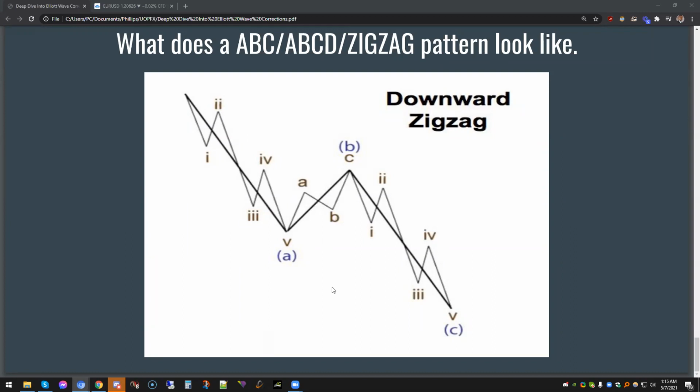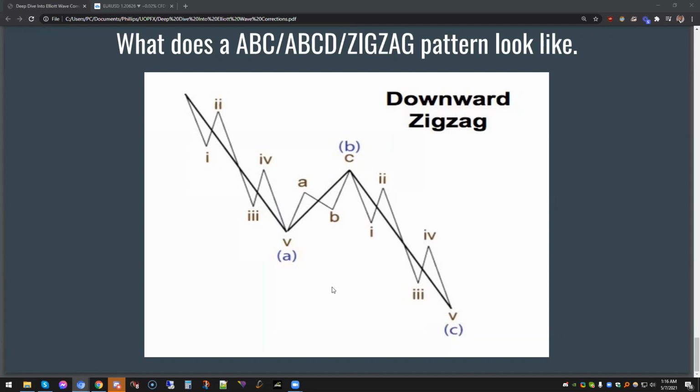Do you understand, Kevin? I see Grace says it's new to her. Okay, no problem. Kevin says thanks. All right, wonderful. Anyone else? Who's having trouble understanding what a zigzag is?